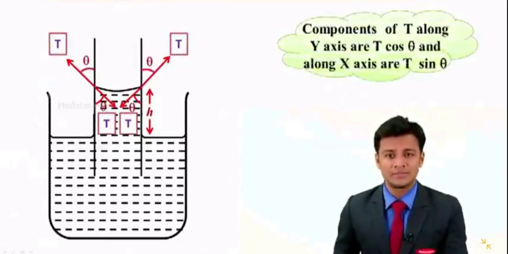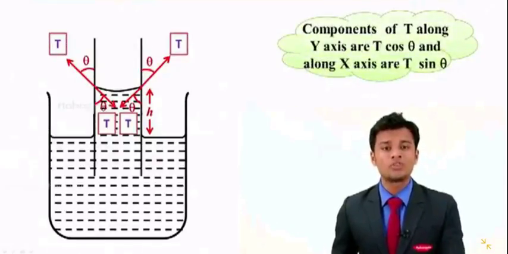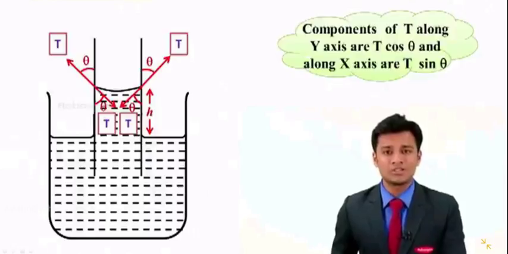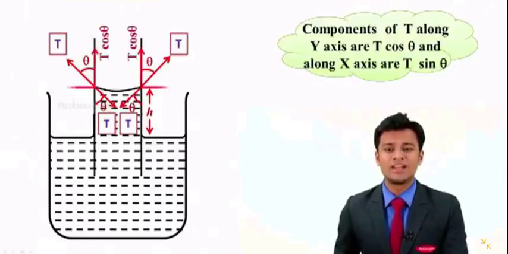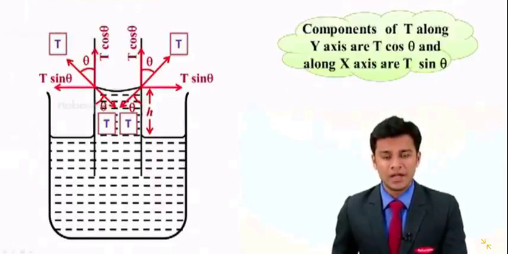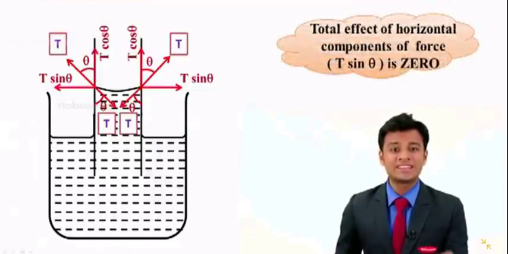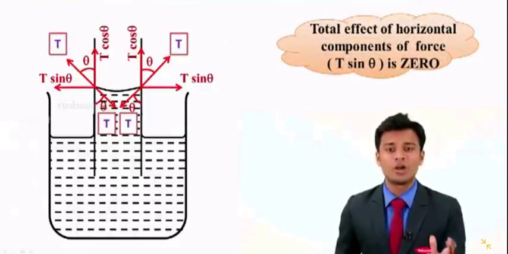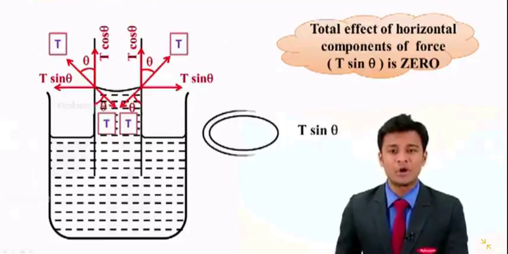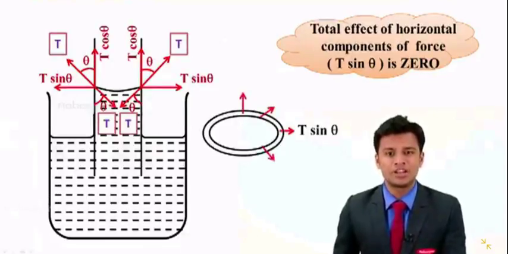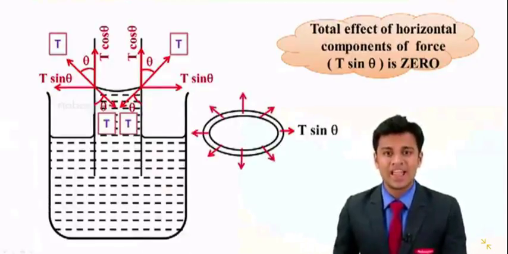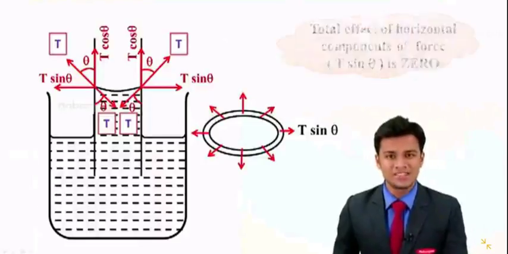Now let theta be the angle of contact, and because of the vertically opposite angle we see that even those angles are theta. Now the components of T along the y axis is T cos theta and along the x axis it is T sin theta. But if you see carefully, the T sin theta, that is the horizontal component of T, gets cancelled because it is equal in magnitude and opposite in direction on all sides, and hence T sin theta cancels each other.